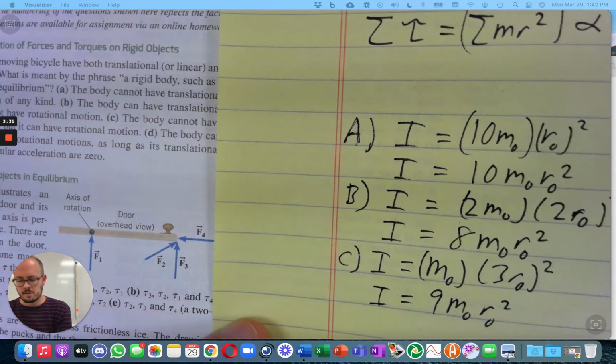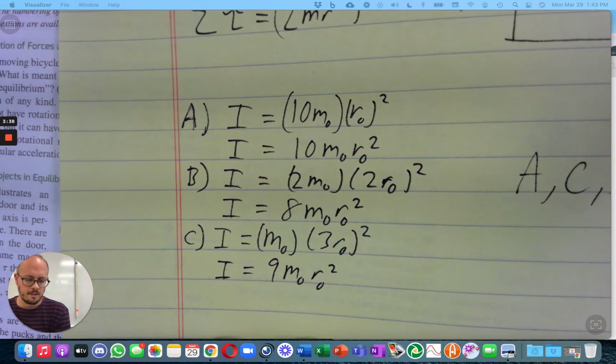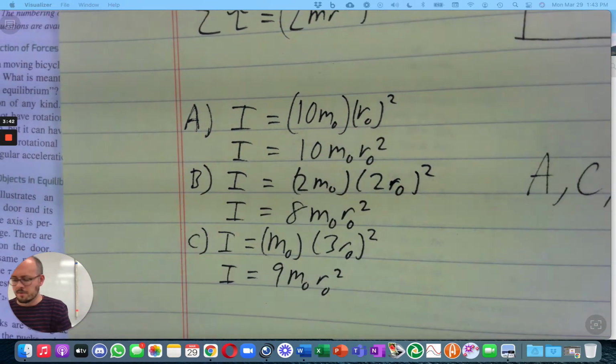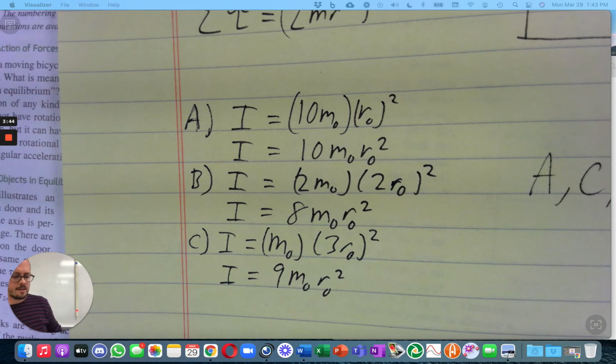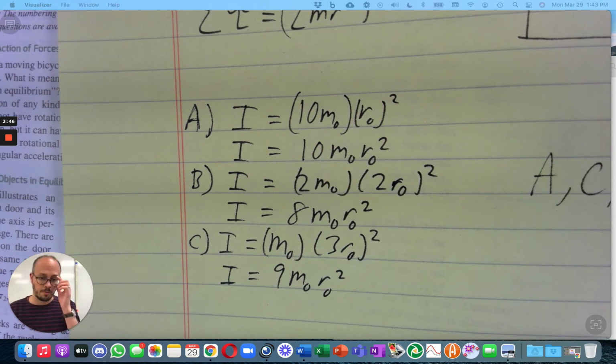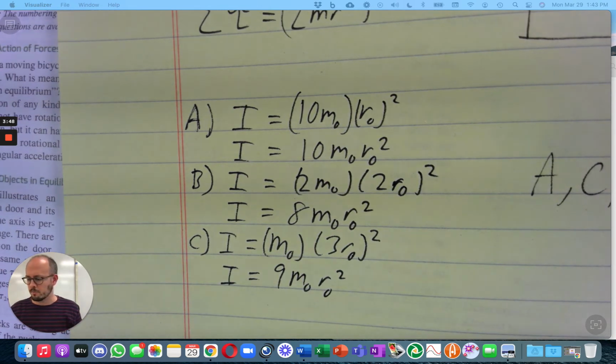So this really just is there to hammer home the idea that the distance that an object is away from the axis of rotation has an overall greater effect on moment of inertia than the actual mass of it. So that's the first thing I wanted to talk about.